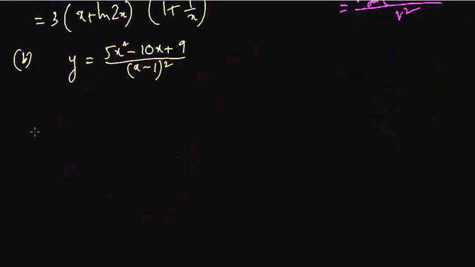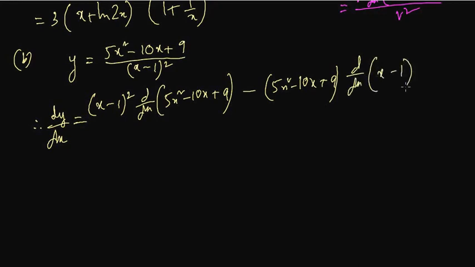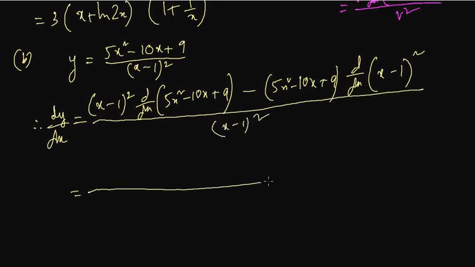So the derivative of y is dy by dx. First write it out as you do in the formula. So (x minus 1 whole squared) is v, times d by dx of 5x squared minus 10x plus 9, minus (5x squared minus 10x plus 9) times d by dx of (x minus 1) whole squared, divided by low low, so that means (x minus 1 whole squared) whole squared. Now it's a very important thing, do not break the power, just keep it this way, so that it will be very easy to simplify.